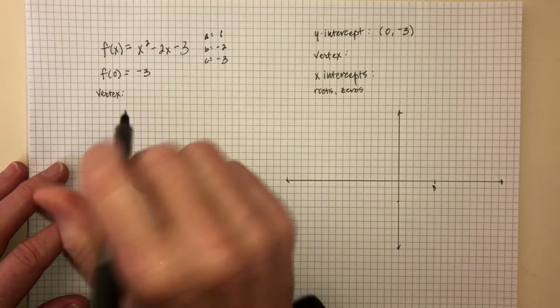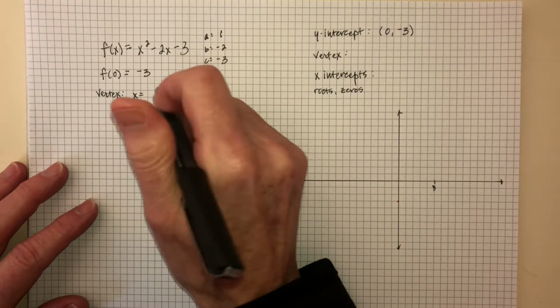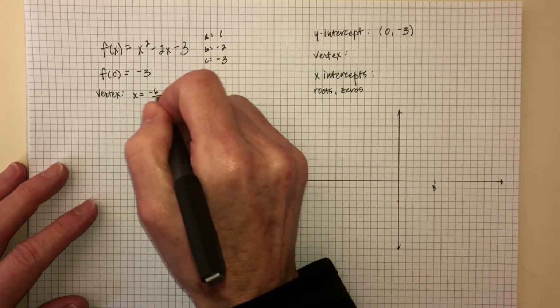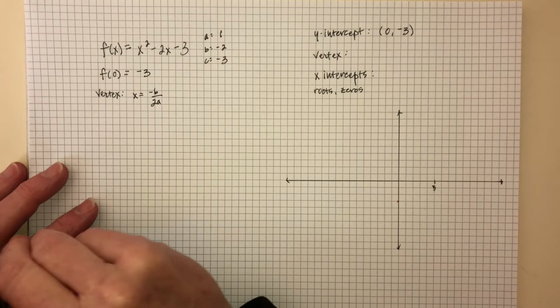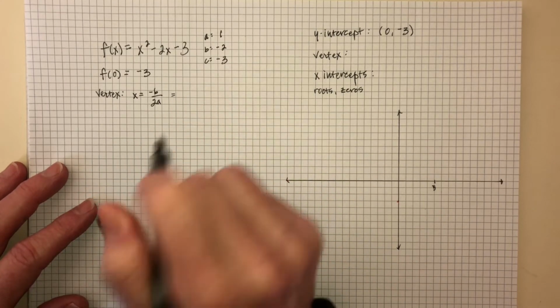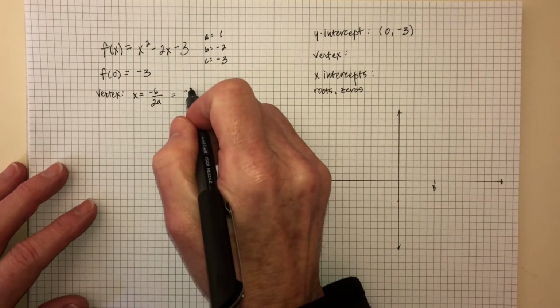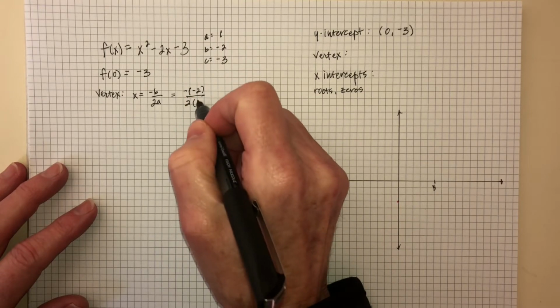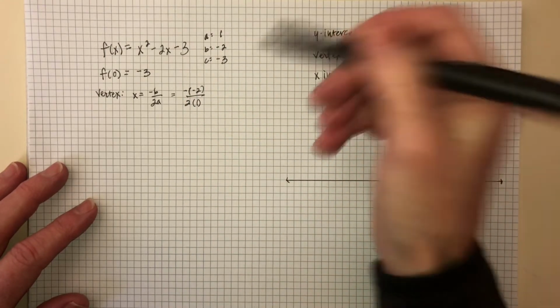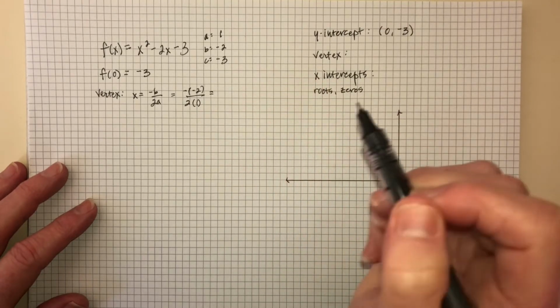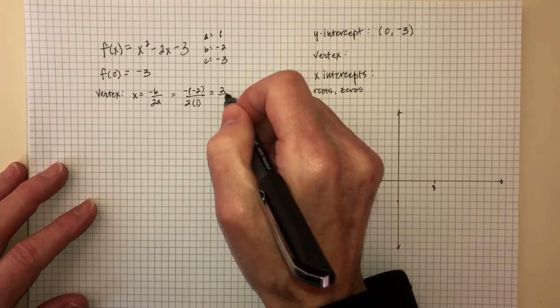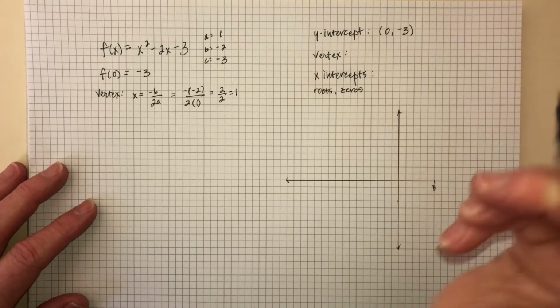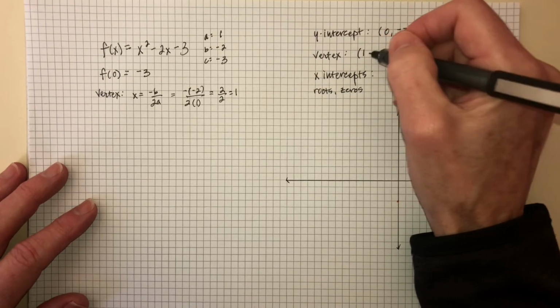So for calculating our vertex, we can use this formula x equals negative b over 2a. So that's negative negative 2 over 2 times 1, just using these values. So that'll be 2 over 2, which equals 1. So the x-coordinate of our vertex is 1.